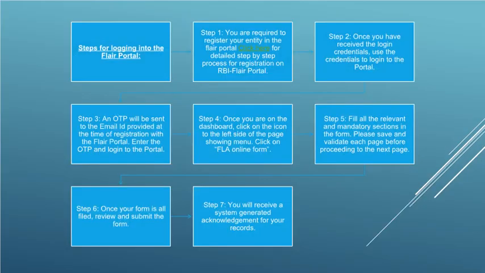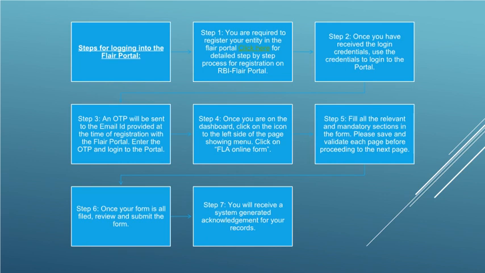Steps for logging into the FLA portal. Step 1. You are required to register your entity in the FLA portal. Click here for the detailed step-by-step process for registration on the RBI FLA portal. Step 2. Once you have received the login credentials, use the credentials to log in to the portal. Step 3. An OTP will be sent to the email provided at the time of registration with the FLA portal. Enter the OTP and log in to the portal.